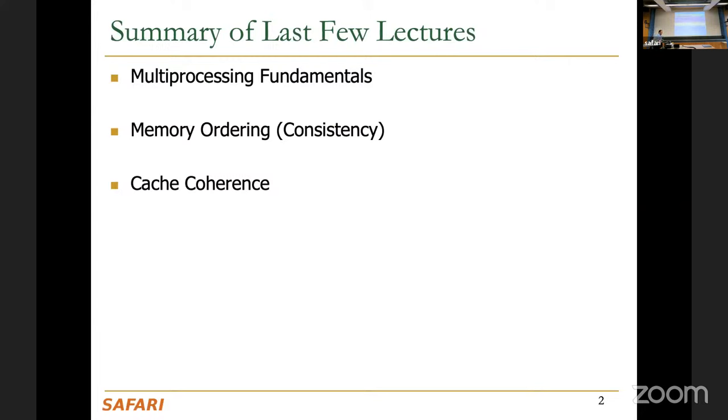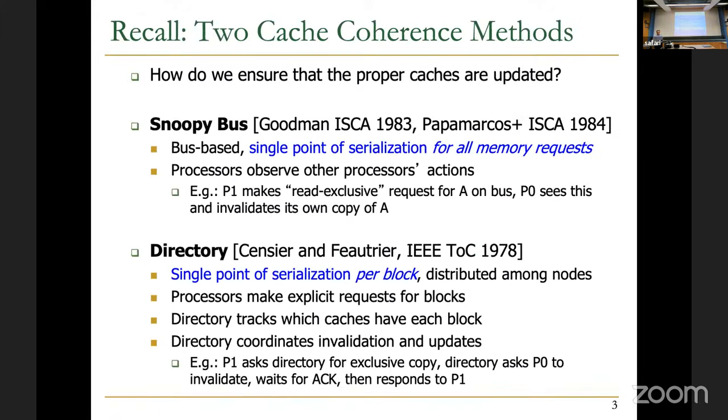We already discussed some fundamental things about multiprocessors and asymmetric multicore design, as well as memory ordering and cache coherence in the previous lectures. Just to jog your memory, we have these two cache coherence methods, Snoopy bus and directory, that we discussed last week. In both of them, actually, interconnection network plays an important role.